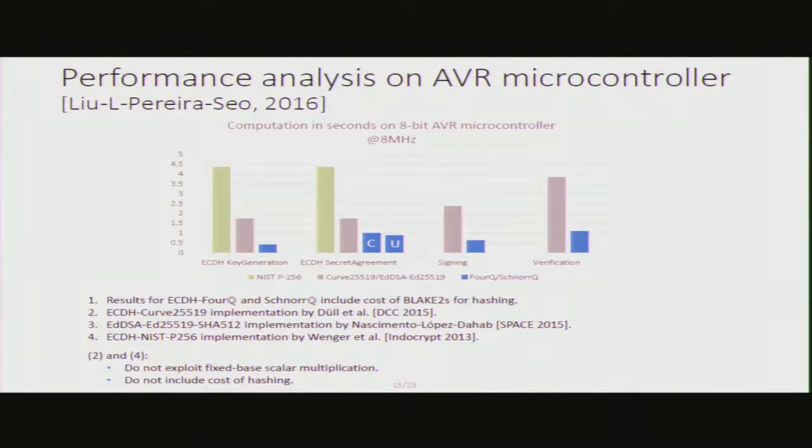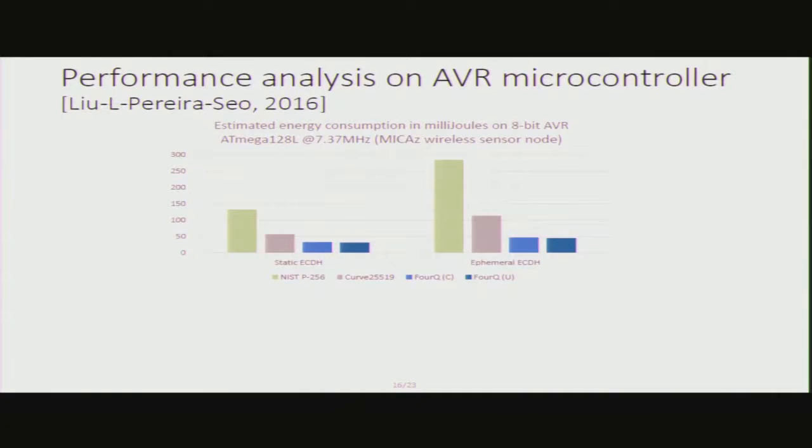And in general, this also shows how 4Q is the only option that computes most of the stuff in less than 1 second. And that kind of latency can be important in some applications. As you can see, only here in verification is slightly above, but all other cases are below 1 second. That can be an important factor in certain applications. Now let's look more closely at the case of ECDH, static ECDH, and ephemeral ECDH.